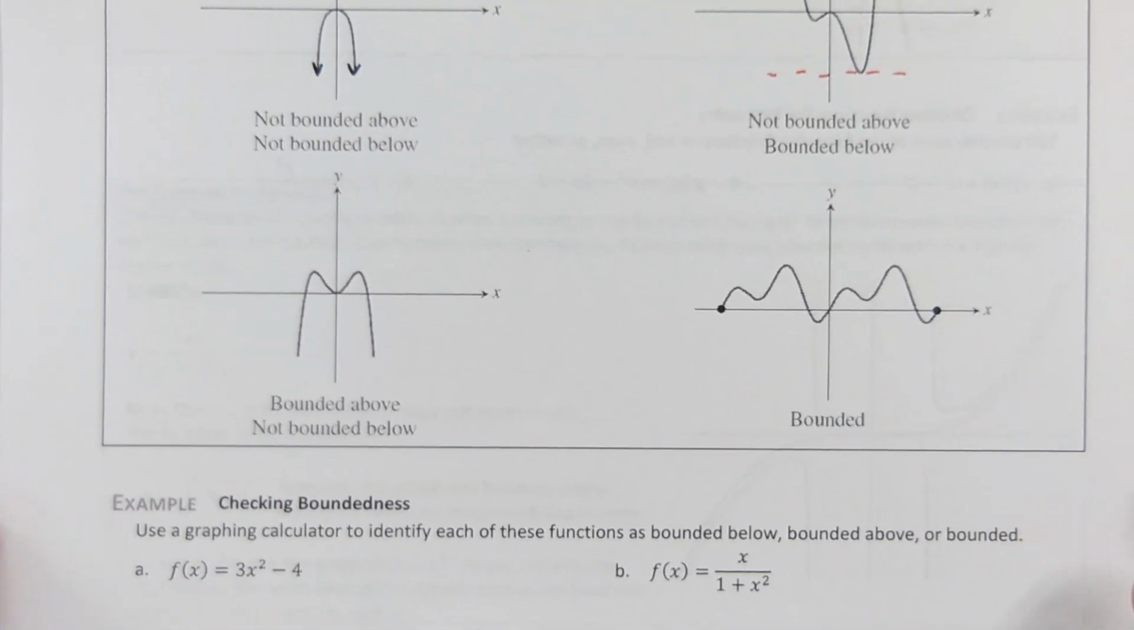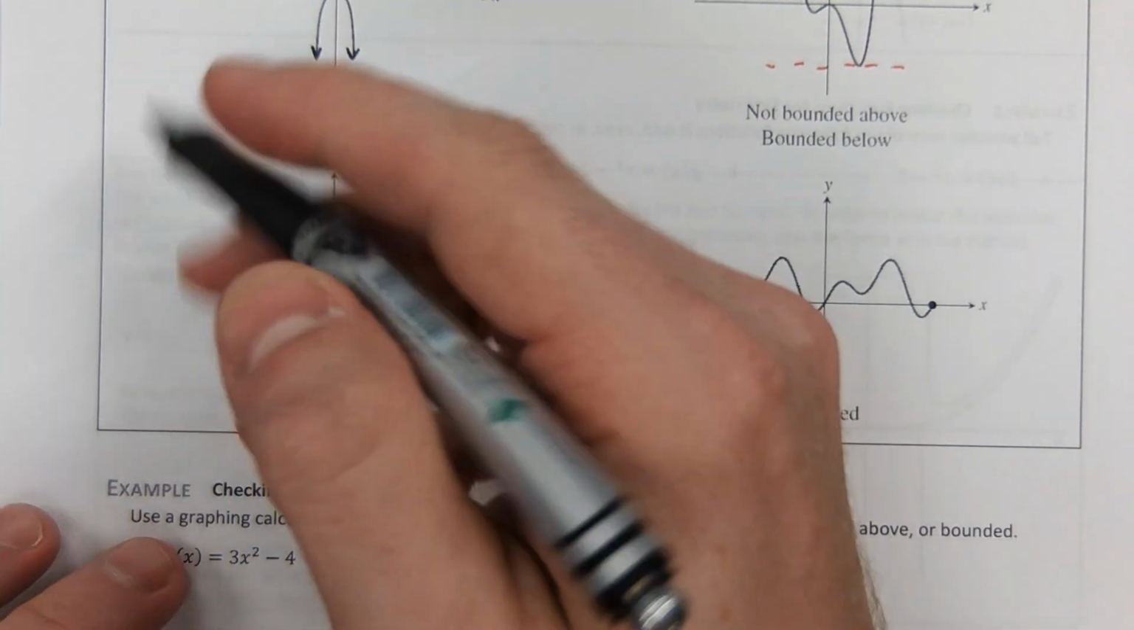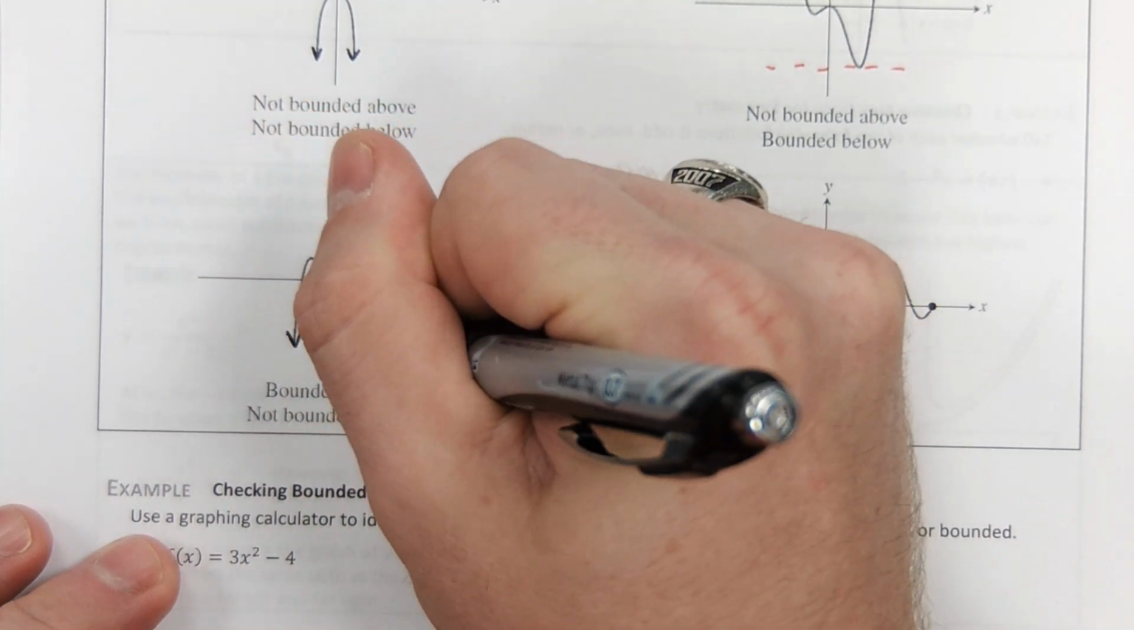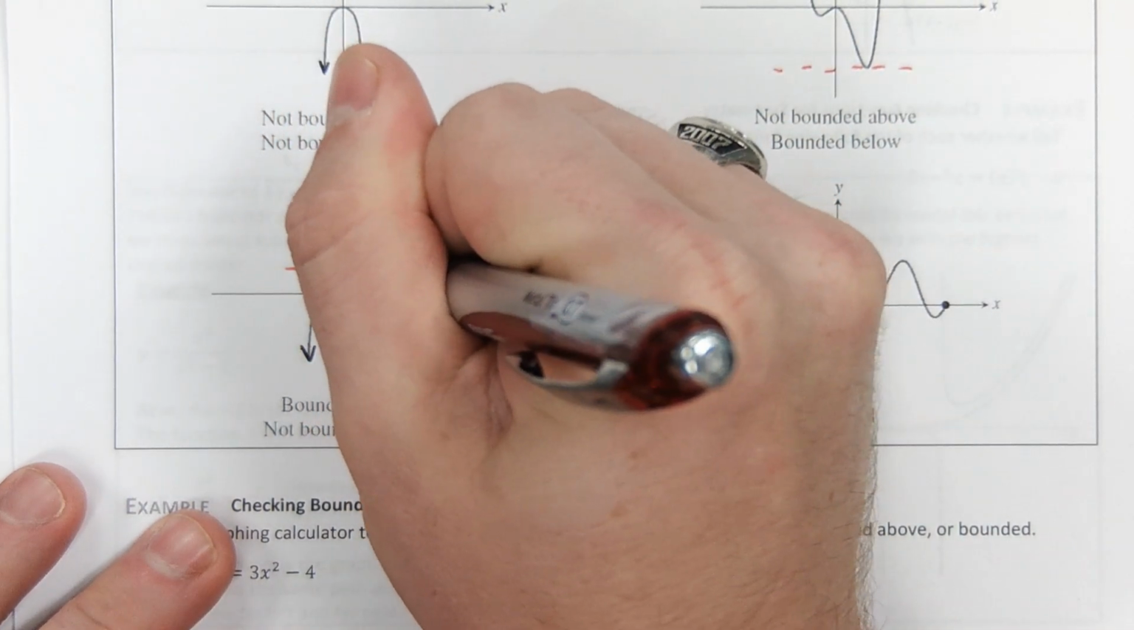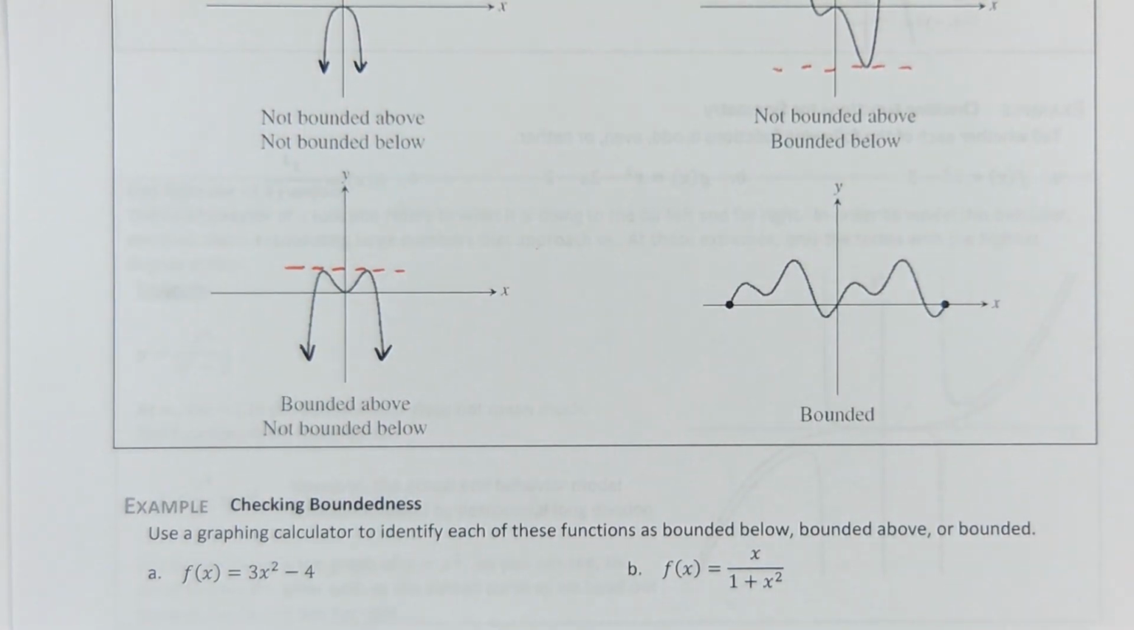Okay. This graph, because it points down forever, is not bounded below, but because it does have maximum y values, we would say that it is bounded above. Again, it does not have to be a polynomial. It could be a graph that's approaching a horizontal asymptote forever, and then you say bounded above still if there was a horizontal asymptote above it.